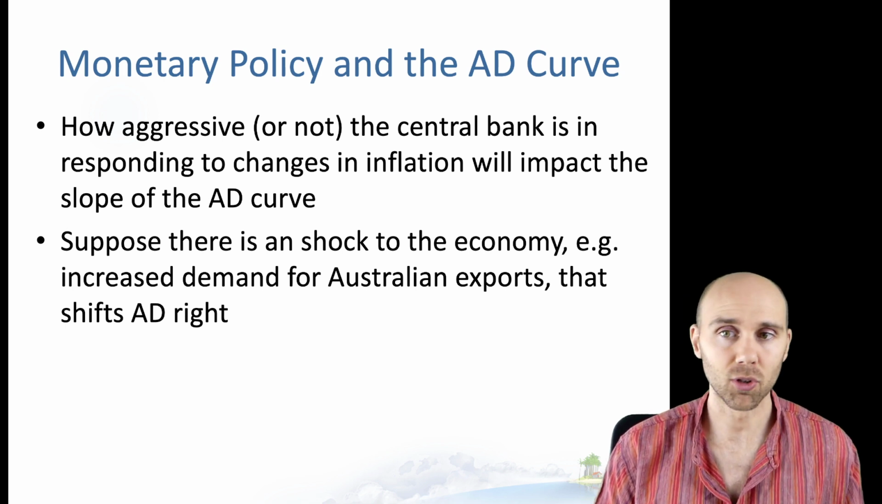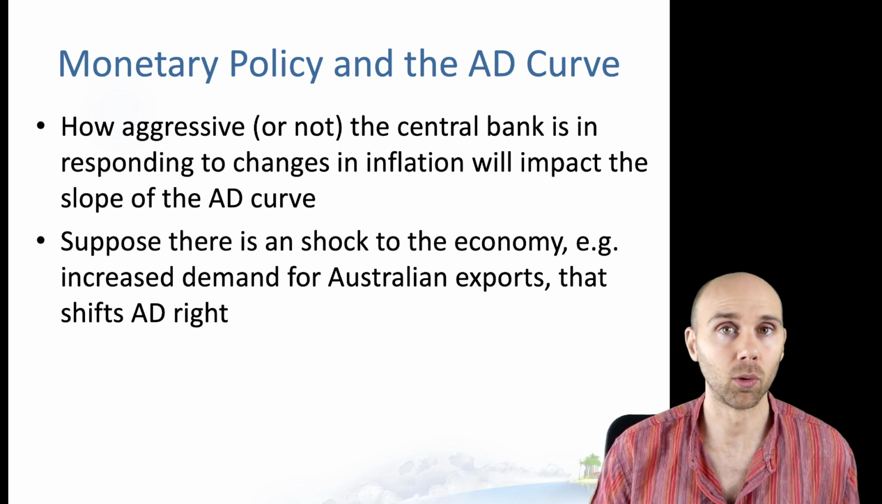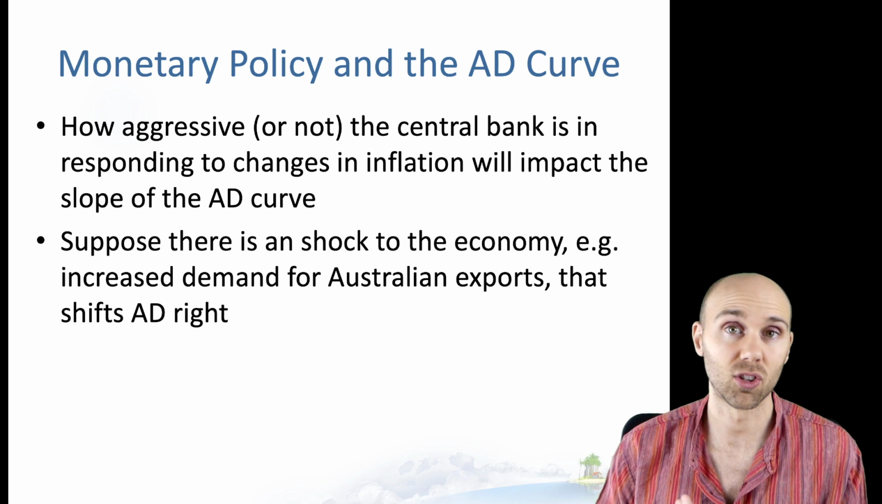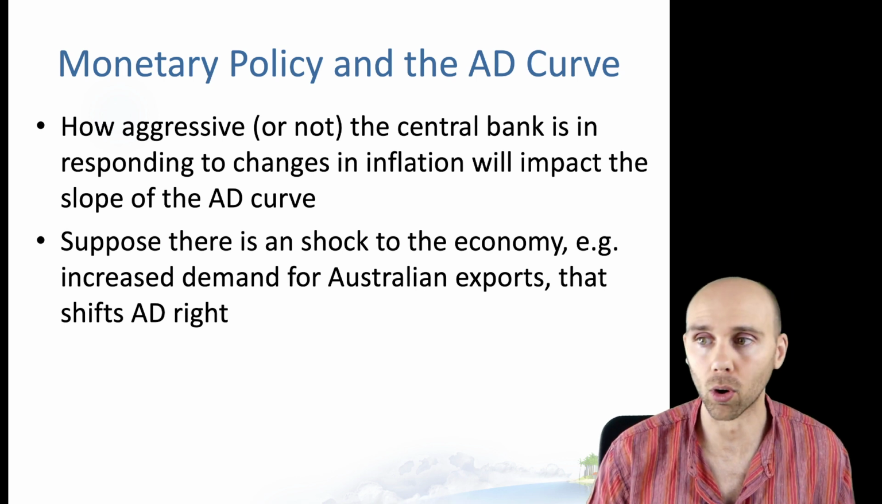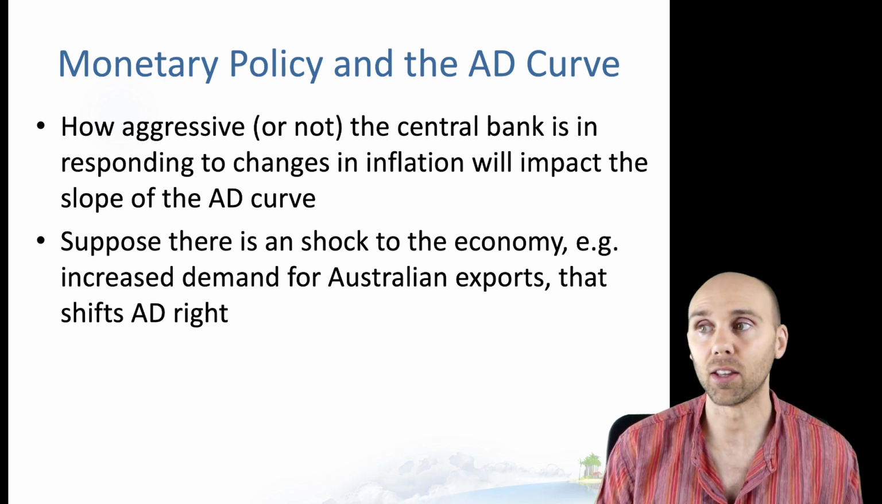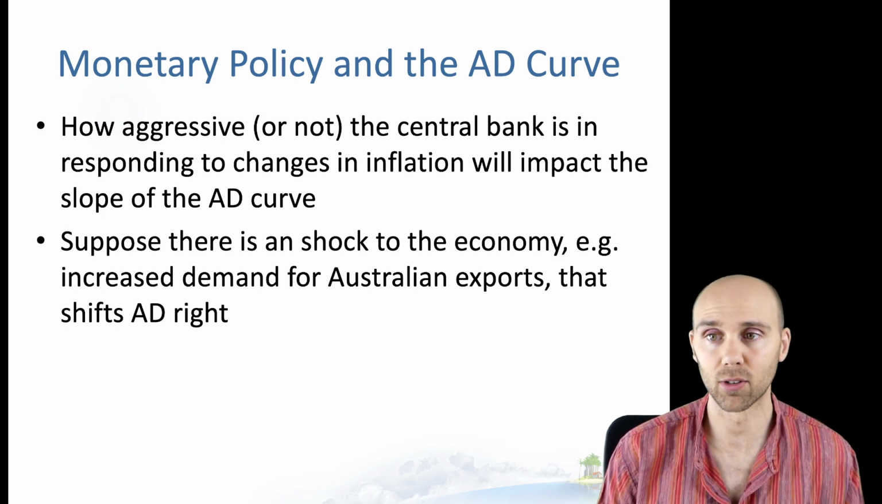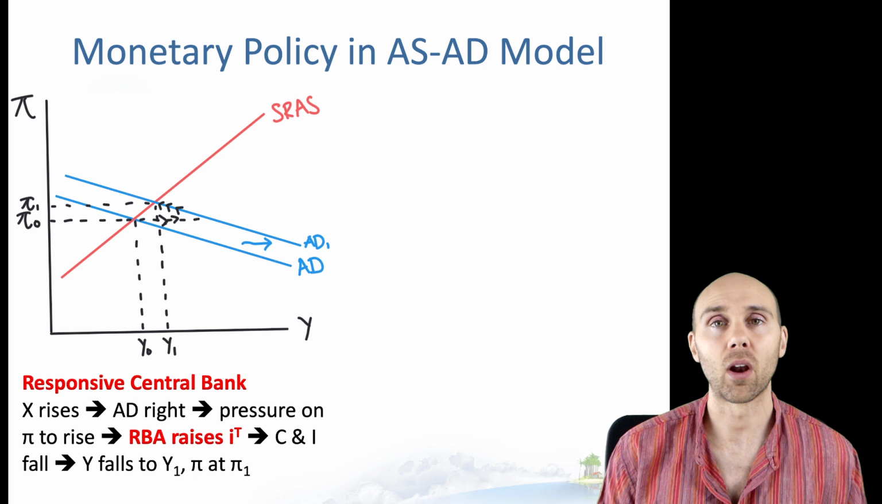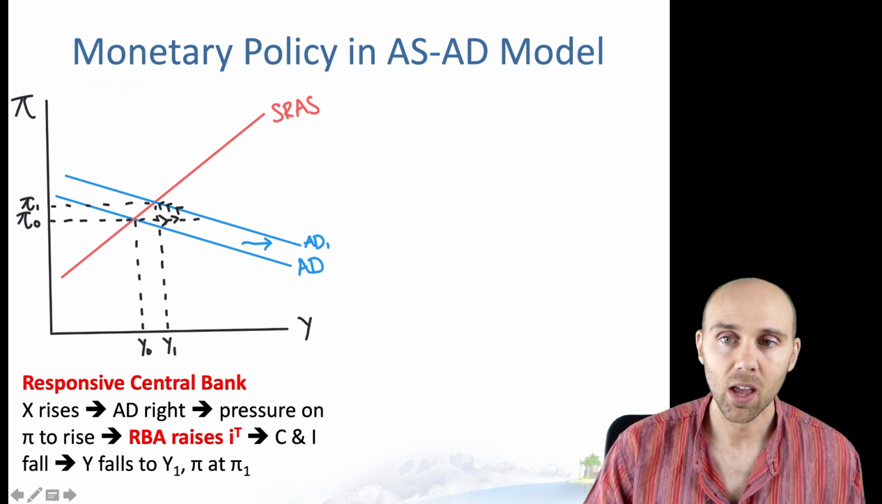So let's suppose there's some shock to the economy, such as that suddenly there's a mining boom in Australia at the same time that there's a construction boom in China, and there's a big increase in demand for Australian iron ore. That's going to shift the AD curve to the right. Now, in the case of a responsive central bank, we've actually got a relatively flat AD curve. And how do we see that?